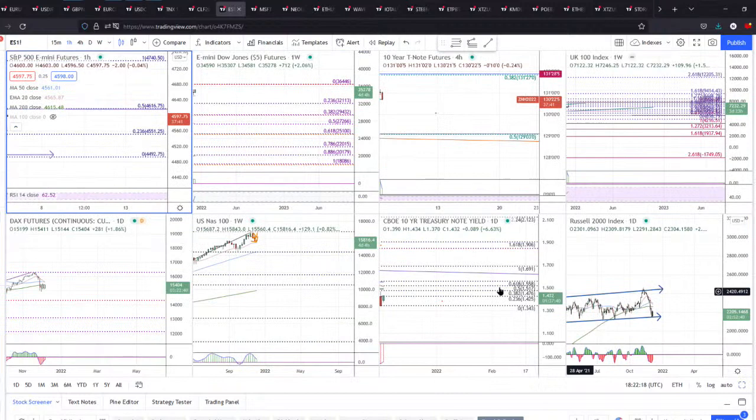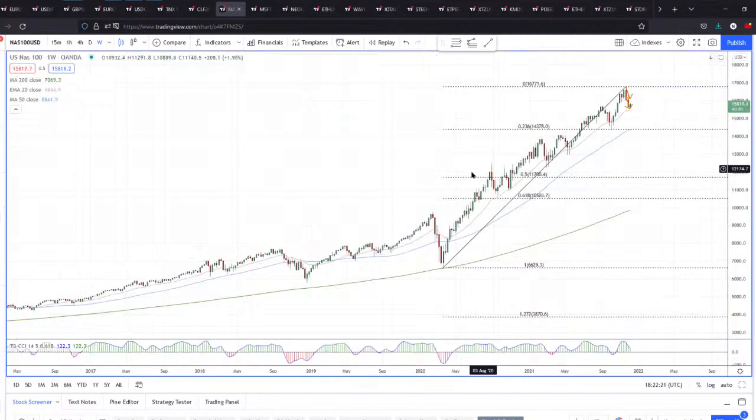So that's how I see stock indexes, and we've seen exactly the same pattern here in the NASDAQ.